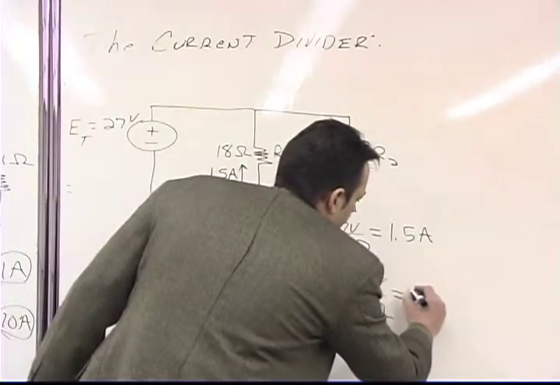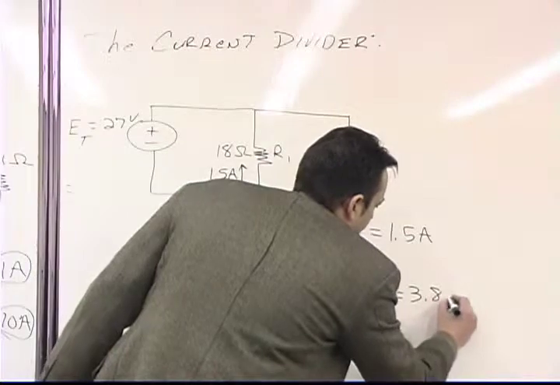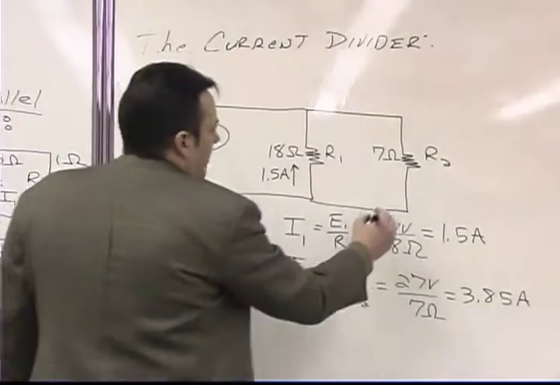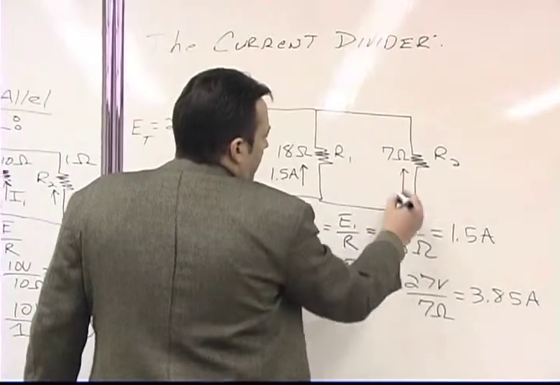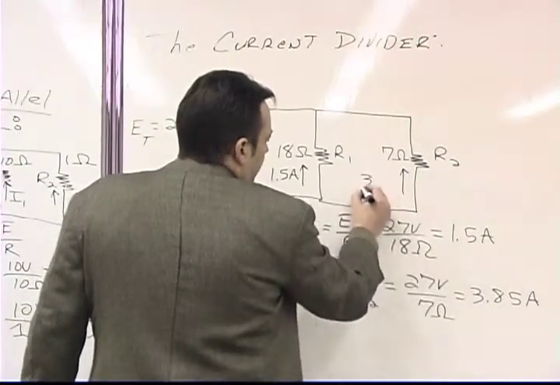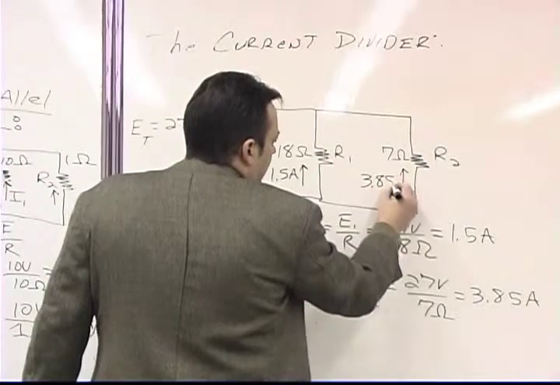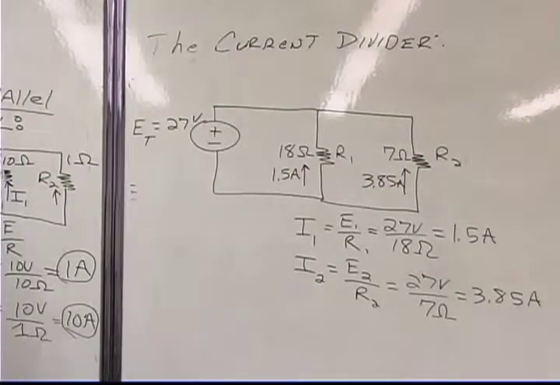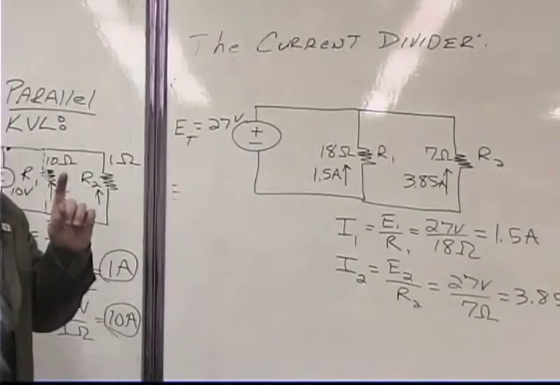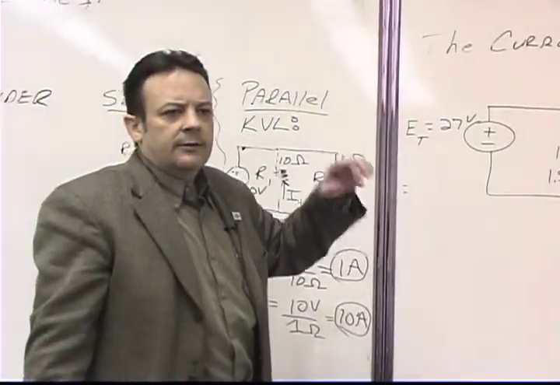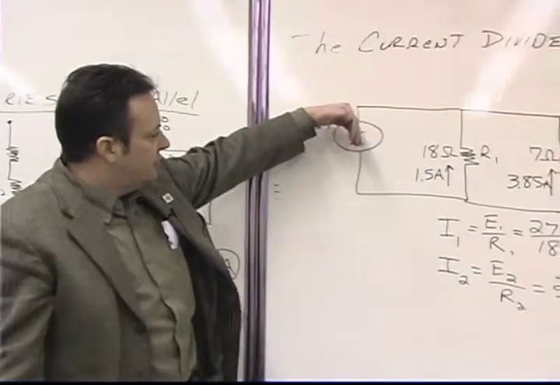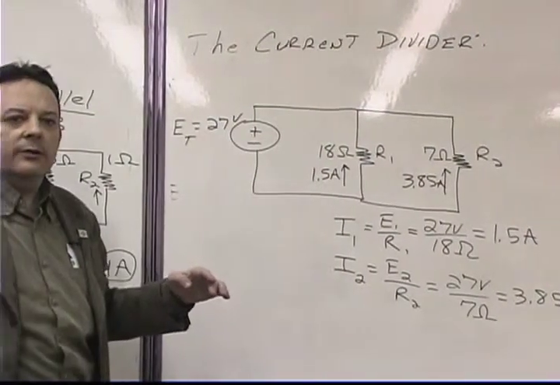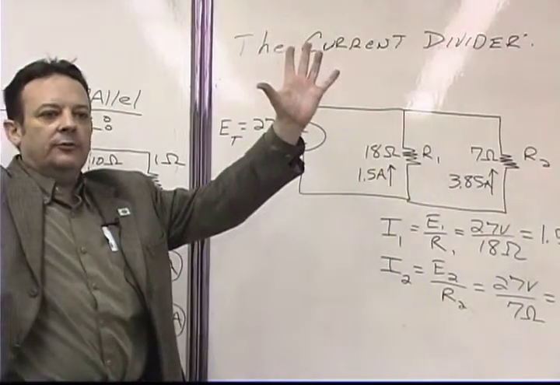3.85 amps. Okay? And so we'll indicate that with an arrow here and say this is 3.85 amps. Now, Kirchhoff's current law tells us what? It tells us that the current that's leaving the battery must add up to the current that's flowing off into all the branches.